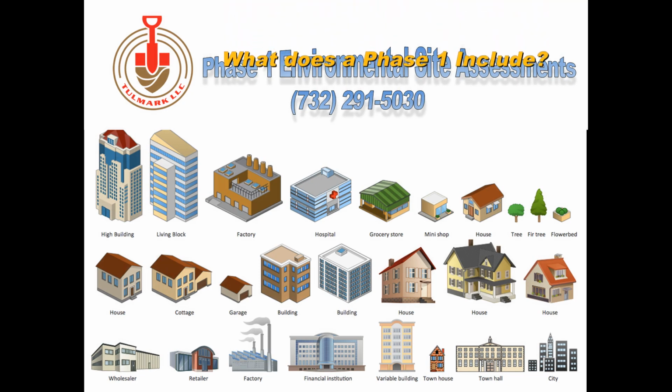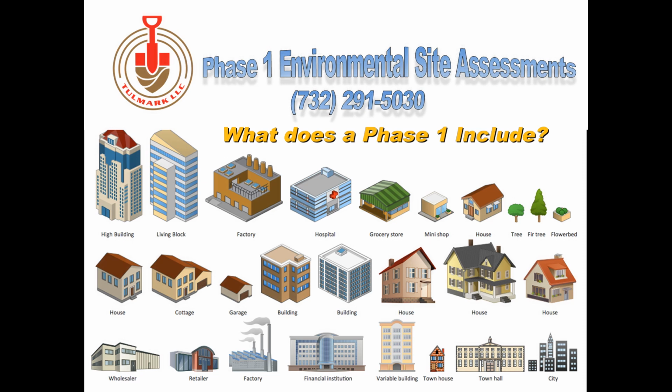What does a Phase 1 environmental site assessment include? Well, here is an overview of what a Phase 1 environmental site assessment typically includes. Historical research. This involves reviewing historical records, maps, aerial photographs, and other documents to determine the past uses of the property and nearby areas. The goal is to identify any potential sources of contamination or hazardous materials.